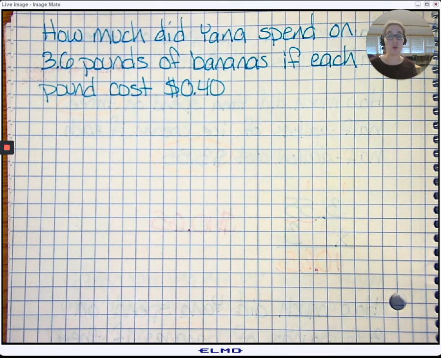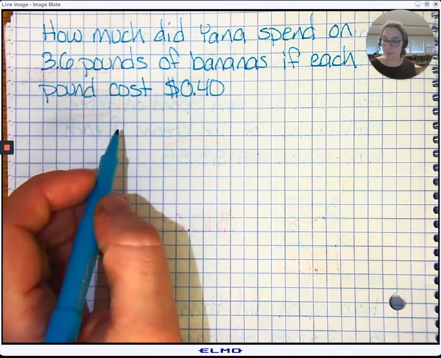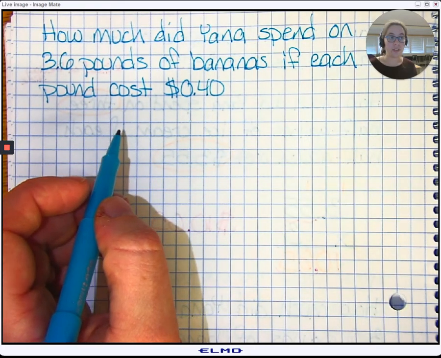And that has to do with the word of. We're trying to find here 4/10 of 3.6. Don't worry about that too much right now. We'll get more of that when it comes to fractions. So, we're going to do standard algorithm.